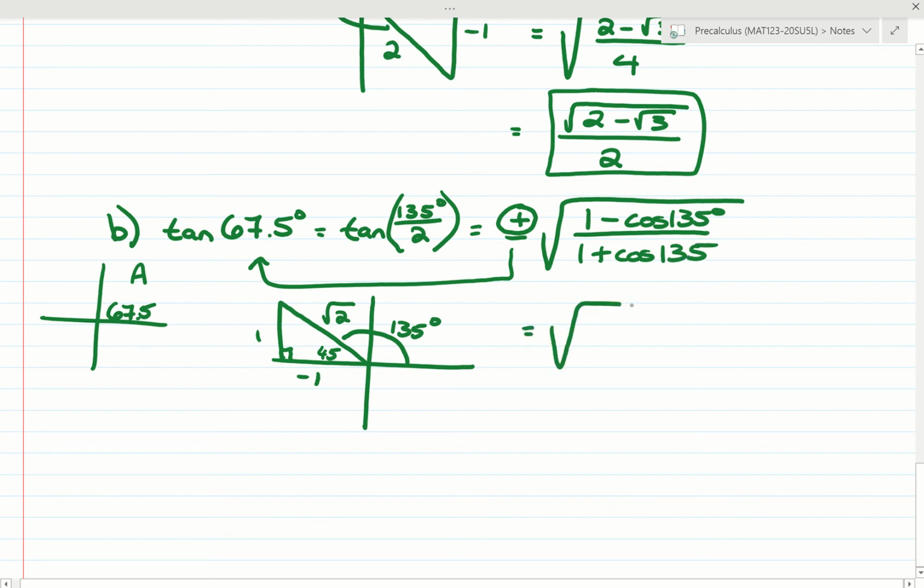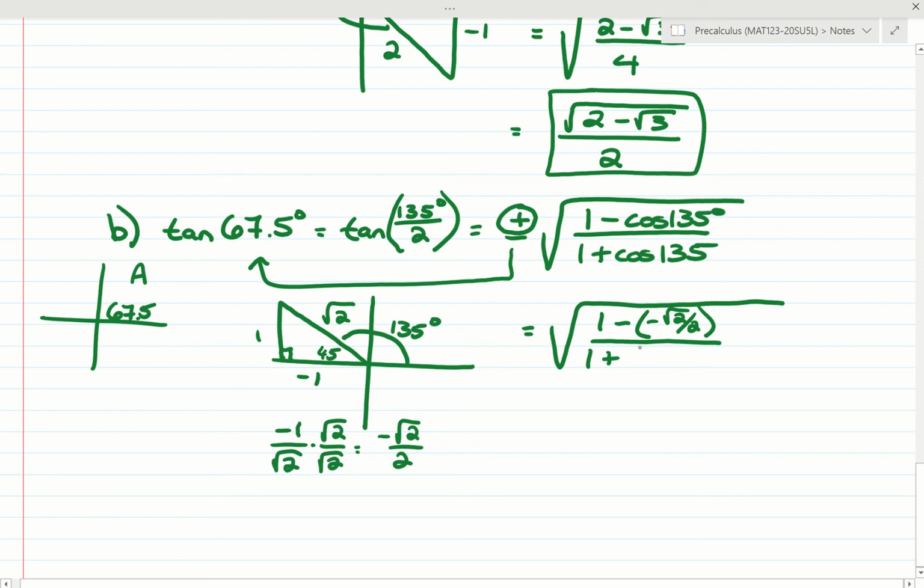So this turns into the positive square root of 1 minus the cosine. Now the cosine would be negative 1 over root 2. But we know eventually we're going to have to rationalize. So let's just do it here before we go putting it into our formula. So the cosine of 135 would be negative root 2 over 2, over 1 plus the cosine of 135.